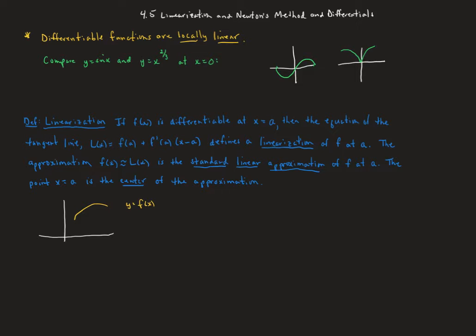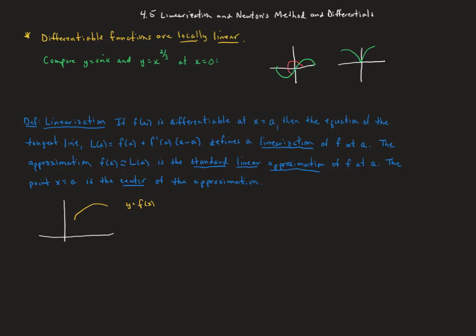So we're going to talk about 4.5, linearization, and then as an offshoot of linearization, Newton's method and differentials. So an important idea in calculus is that differentiable functions are what we call locally linear. To illustrate that, let's compare two functions, sine x and x to the 2/3 around x equals 0. So sine x is differentiable.